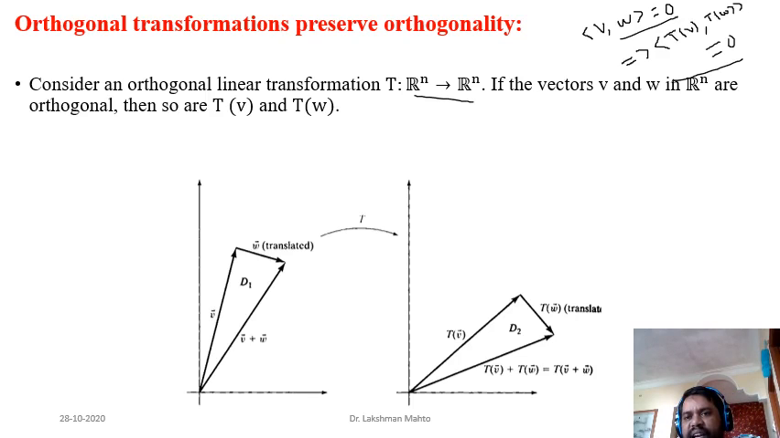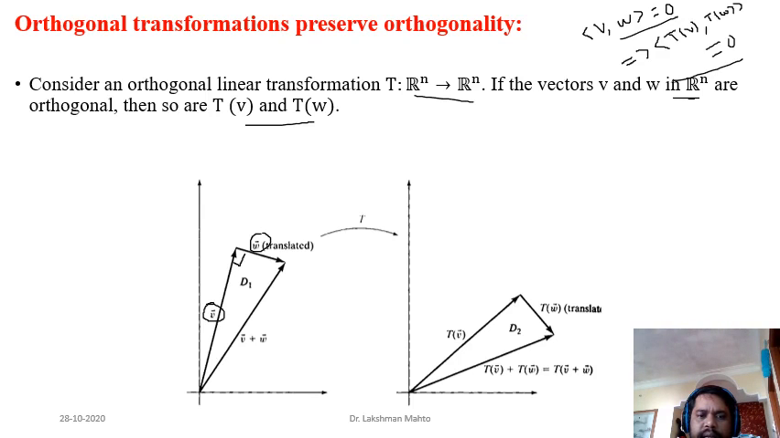So I have taken it here in a systematic way. Consider an orthogonal linear transformation T from Rn to Rn. If you take two vectors v and w in Rn, that means in the domain, which are orthogonal, then so are Tv and Tw. That means if v and w are orthogonal, perpendicular to each other, then Tv and Tw are also orthogonal to each other.